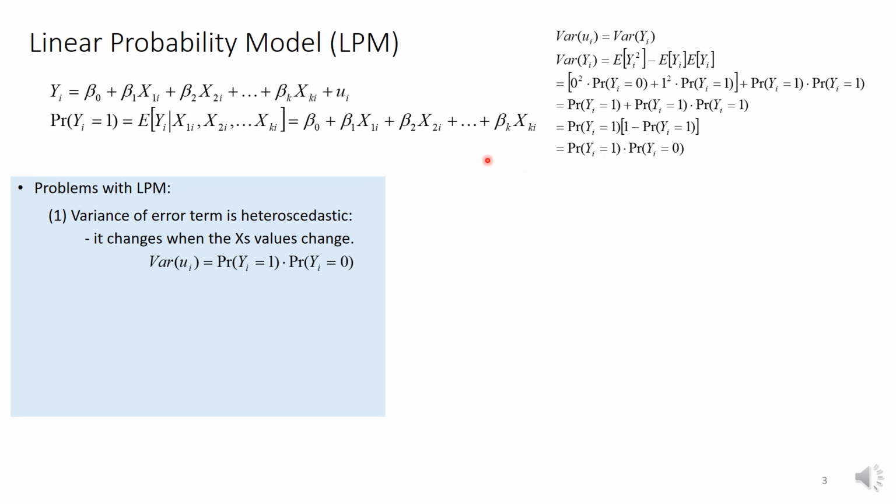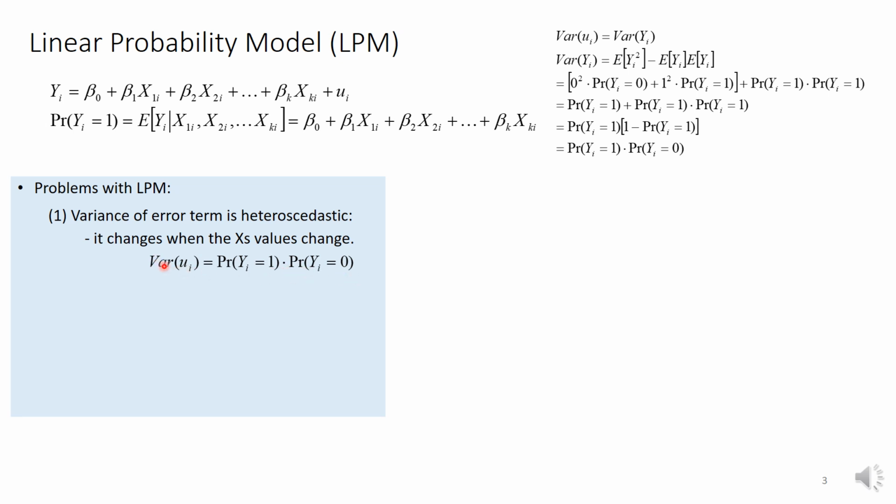Just very quickly, if we look at the variance of the error term, it's the same as the variance of y, and the variance of y, formula-wise, is just the expected value of y squared minus the square of the expected value of y. Now, here we can use the previous formula that we have before. When you solve this, you will end up with the variance of y being the probability of y equals 1 times the probability of y equals 0. And this is the same as the variance of u.